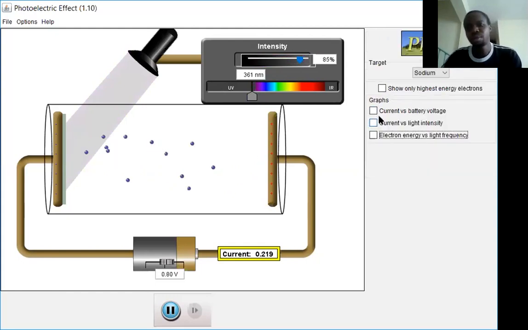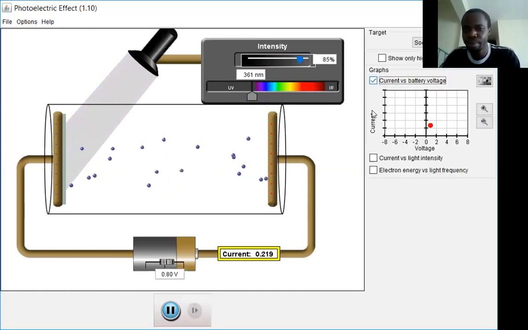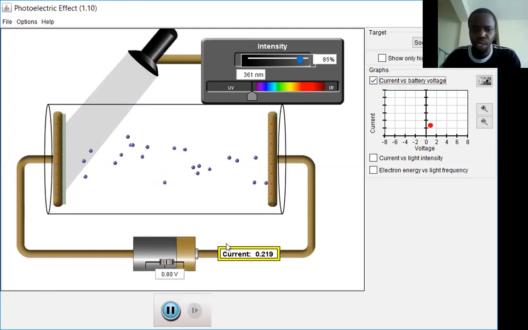So we can look at current, now current against the voltage. So the voltage across the terminals here. We have been using 0.80 volts. So I want you to pay keen attention to our graph. What happens to it and what happens to the current down here? Look from 0.8 as we move to the right.